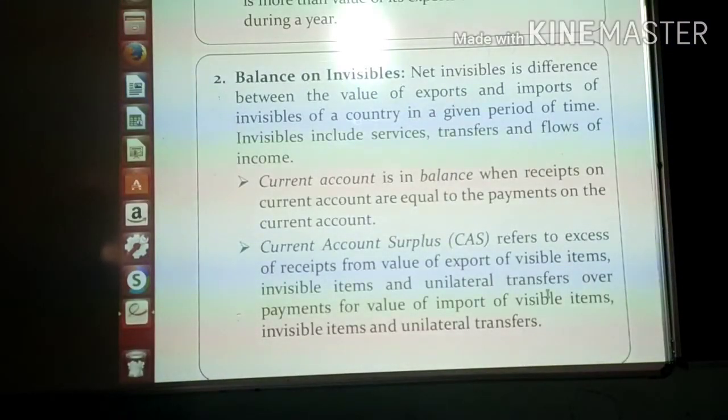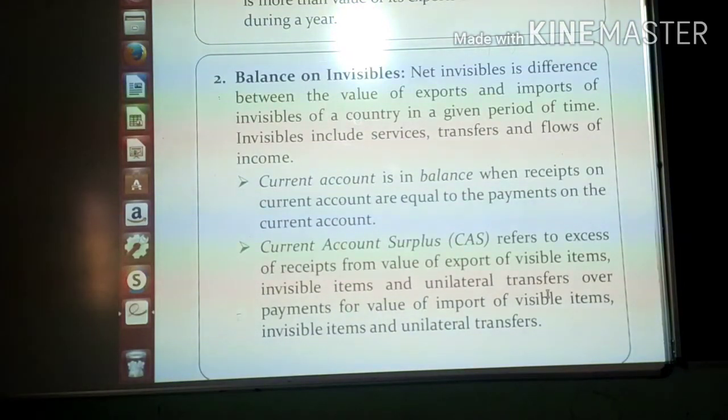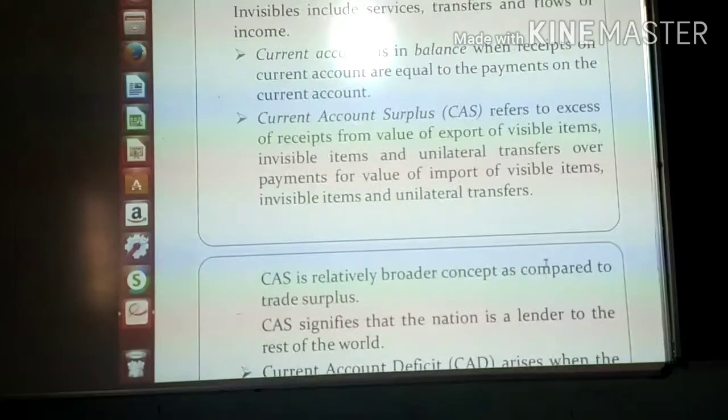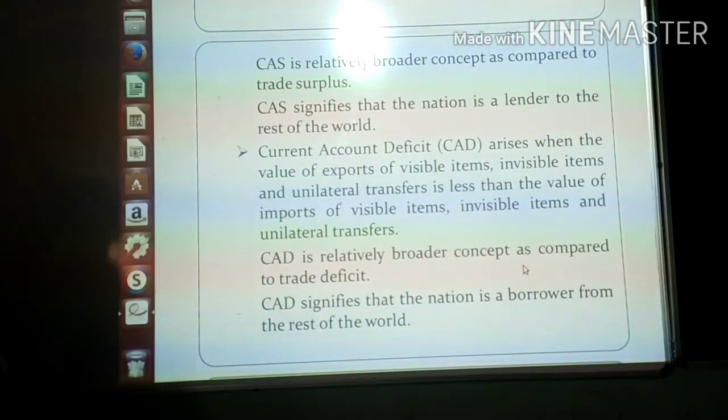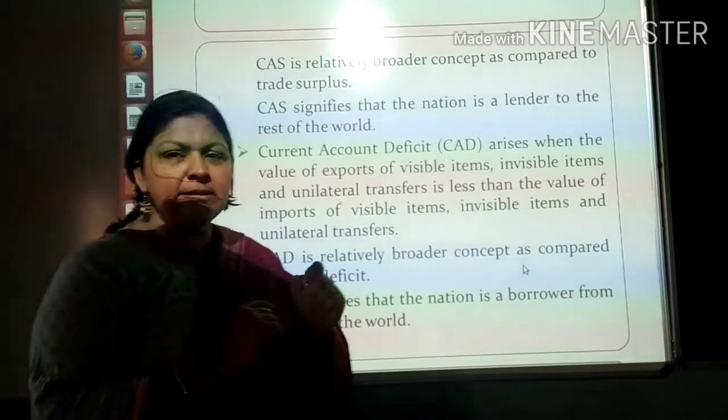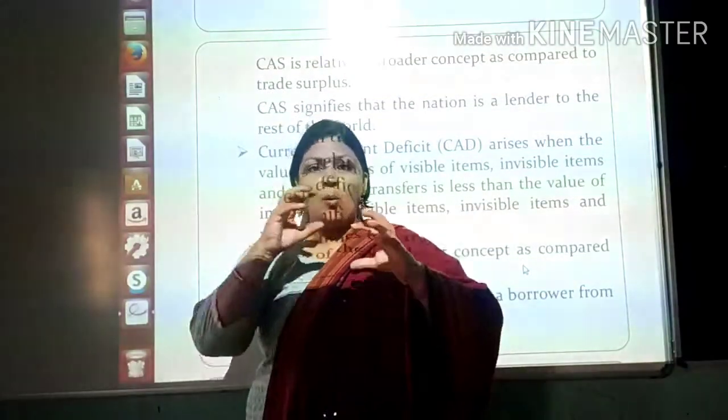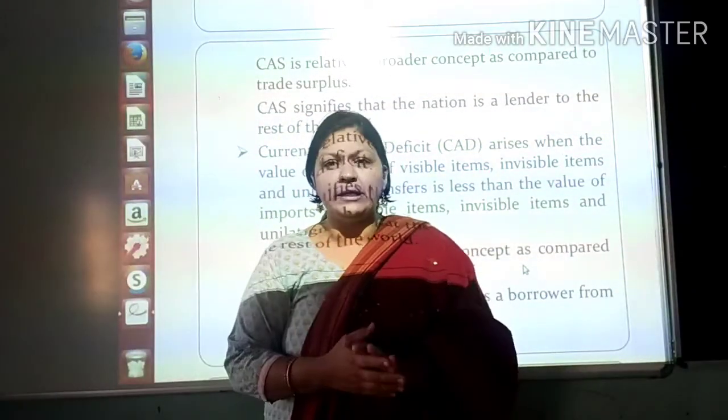Clear? So surplus कब होगा? When your excess of receipt is more than your payment, it is called the CAS or current account surplus. Now CAS is the relatively broader concept as compared to trade surplus. Why is it happening? क्यों ऐसा लिखा हुआ है? Why is CA broader than the trade surplus?